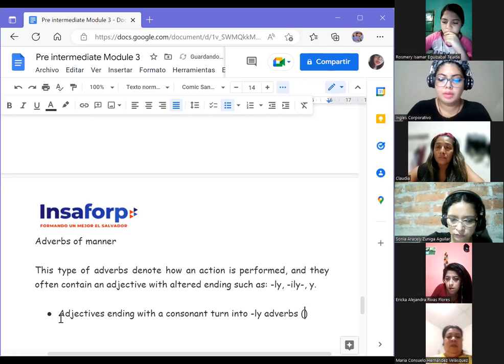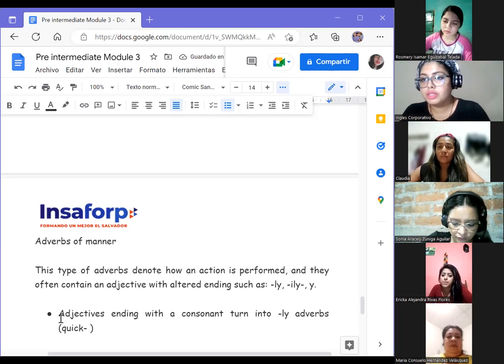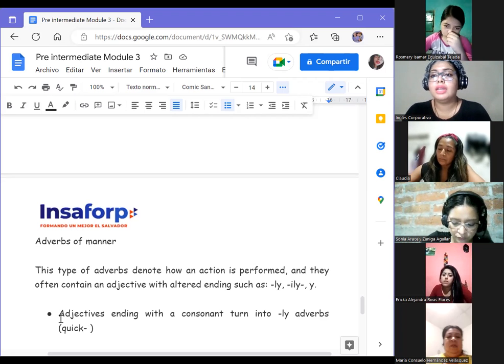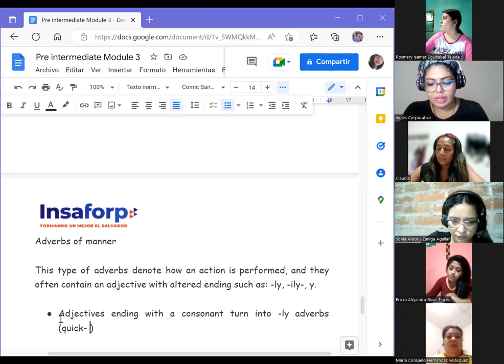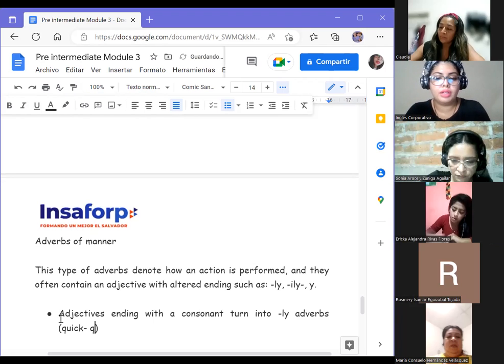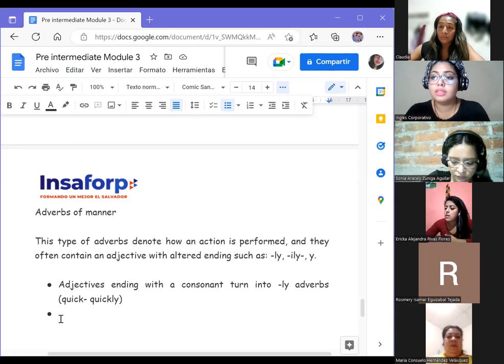And in this case, we have this example. We have quick, that is an adjective, and we are going to transform it into an adverb by adding L-Y. We are going to write the word like this: quickly. This is the adverb into which we transform the adjective, just adding L-Y at the end. Then we have adjectives ending with a Y turning into I-L-Y adverbs, and we have the example. Let's see.